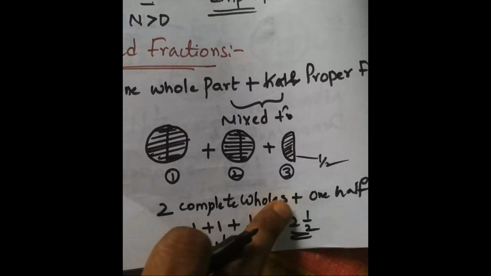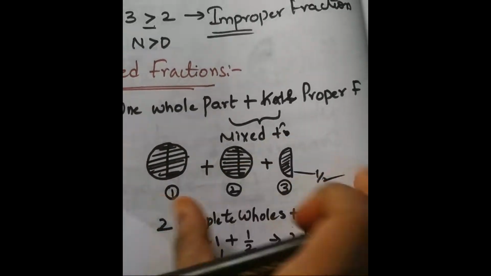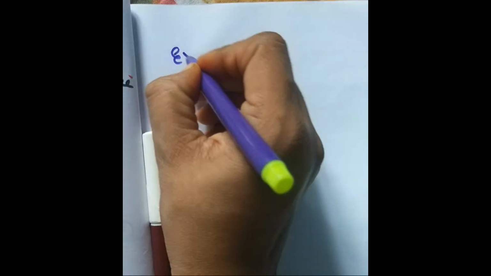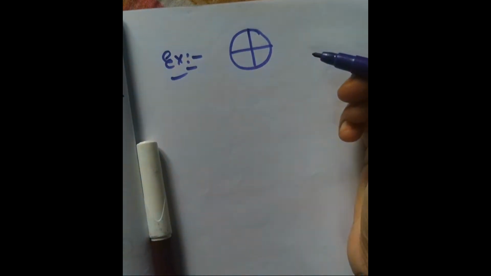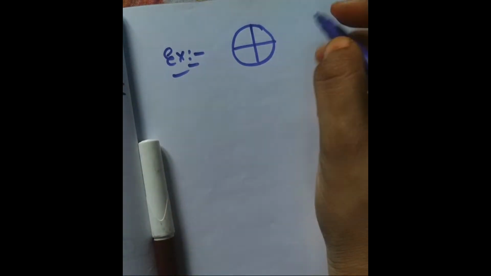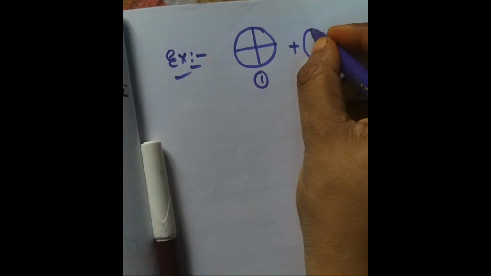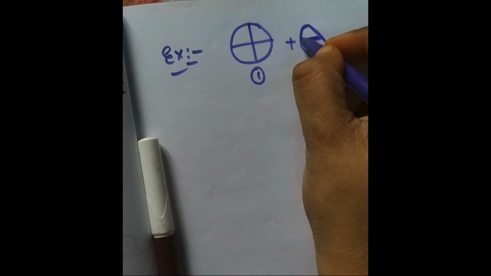We have two complete whole parts and one half part. So mixing these two parts, we get a mixed fraction. Another one, I am taking an example so that you can easily understand the mixed fraction. Okay, see here, one circle I am taking here with shaded parts, one circle plus another circle I am taking with three parts, two parts I am taking as shaded parts.